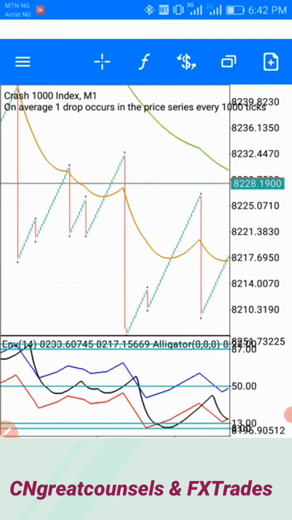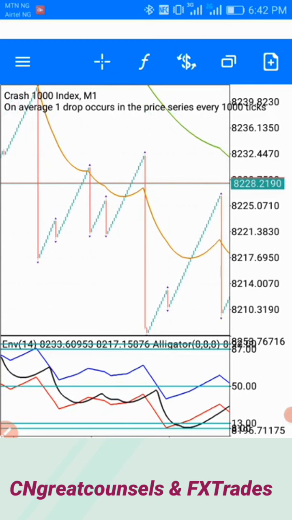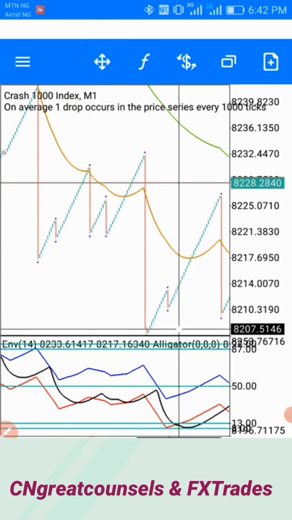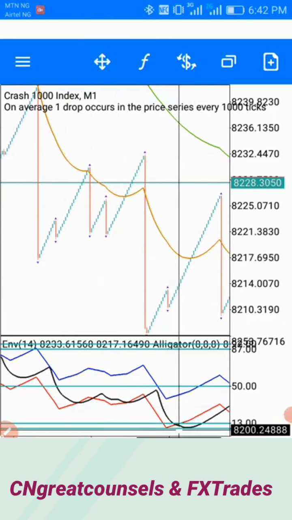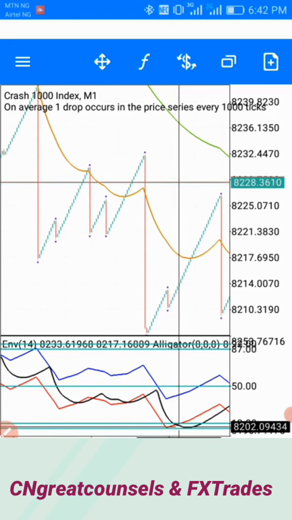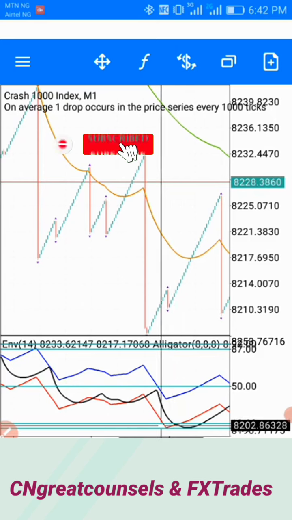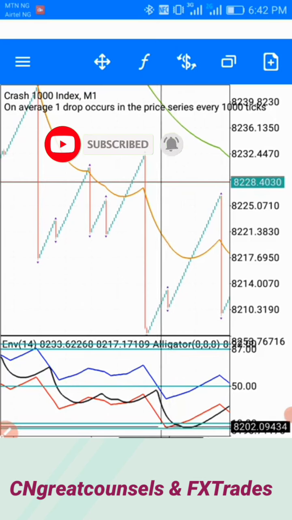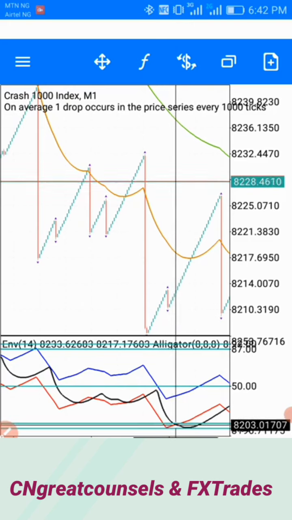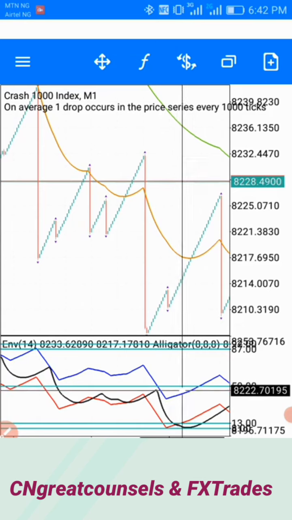For crash, you are looking at the crossing to be between the lower band of the envelope and the alligator. Look at it here. The lower band is the red one. So when you go to crash, you are looking at the crossing between the red and the black, if you choose to call it that way. But remember that the green line is the lower band of the envelope, while the black is the alligator, and then the blue line is the upper band of the envelope.